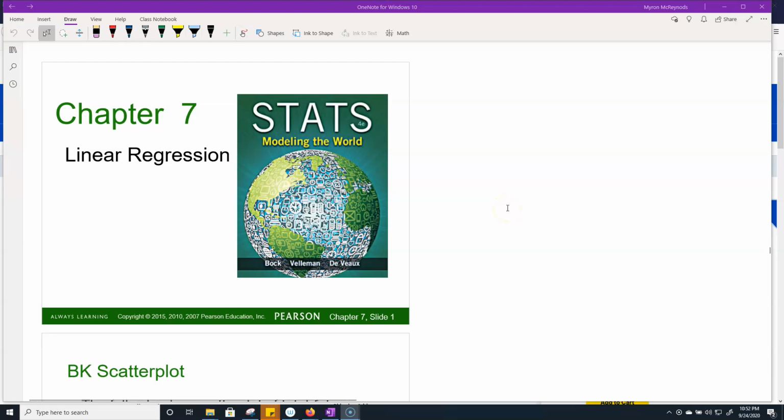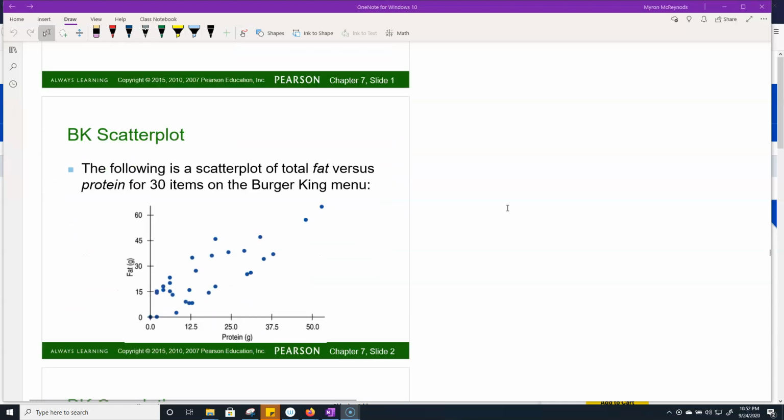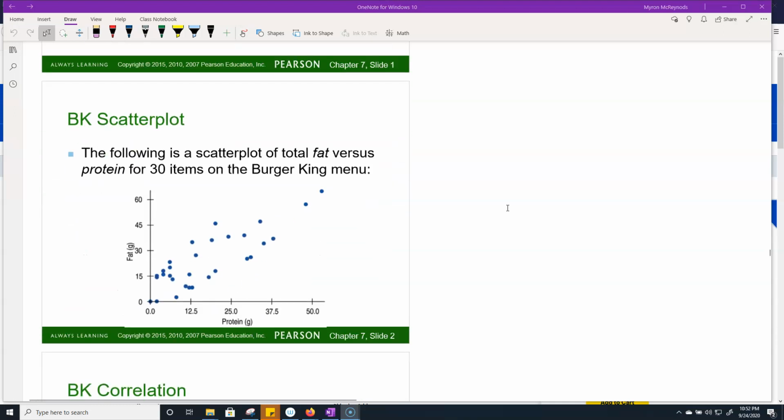All right, class, chapter 7 is going to be on linear regression. So we look at this scatter plot from Burger King that is grams of fat versus grams of protein. We see from the previous chapter that there is a strong positive correlation, and it is linear, as in you can almost draw a line right through there to cut through the middle of it, right, like that.